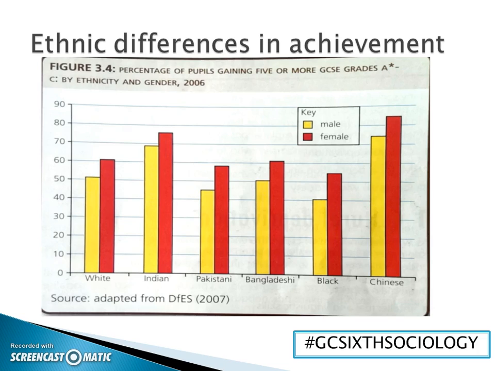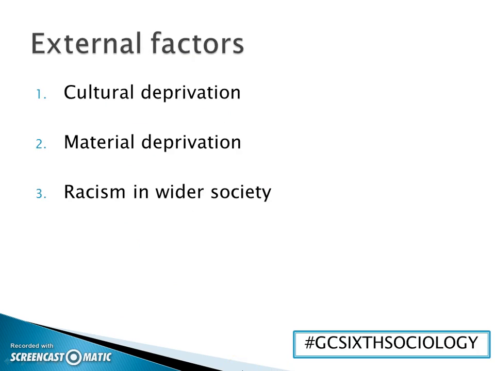As you can clearly see, just looking at this quickly, Chinese ethnicity and Indian ethnicity outperform all other ethnicities when it comes to getting 5 or more GCSEs A star to C. And as we will also see, red is higher on each one, meaning boys do worse than girls.